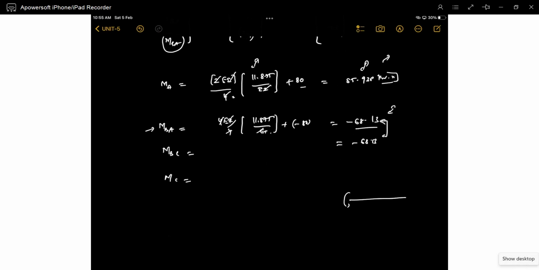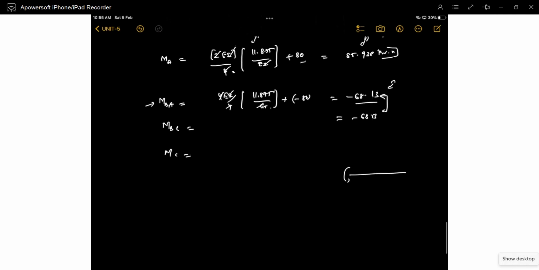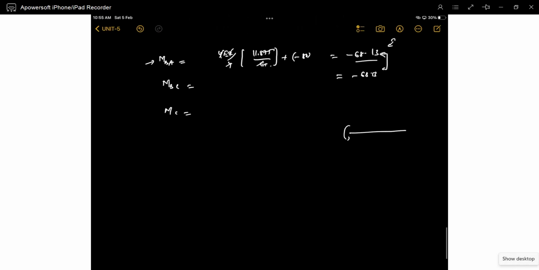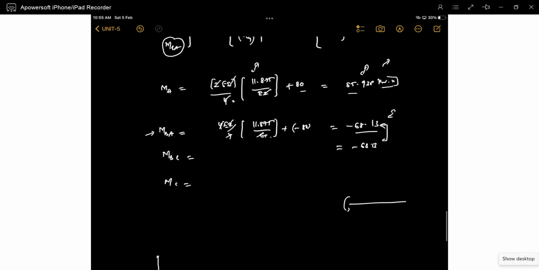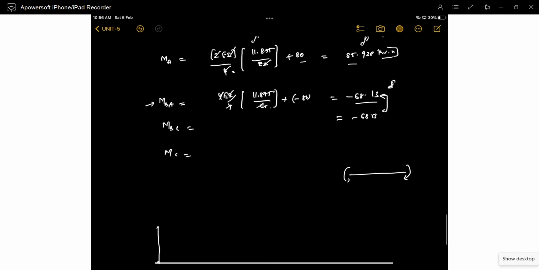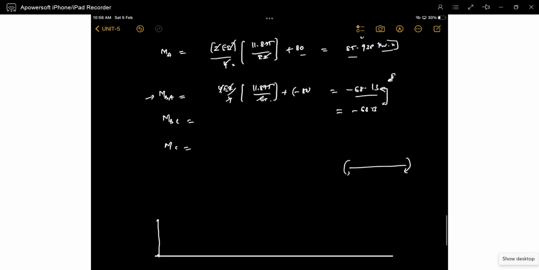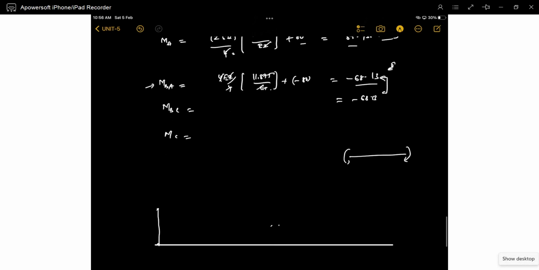Hogging moment. Understood? So once you already know, you can write out the bending moment diagram. So 85 is a hogging moment. Here 60 is a positive moment. The negative means clockwise. Clockwise means this is also a hogging moment for that element. Okay, this is 85, this is 60, this is 0.